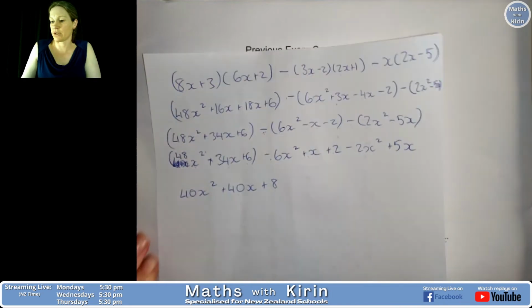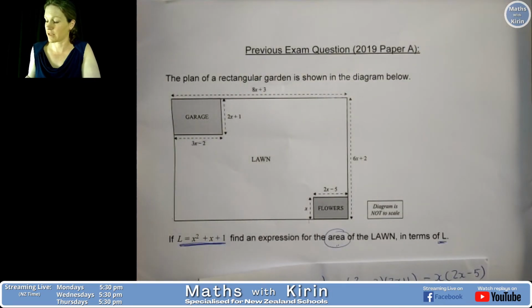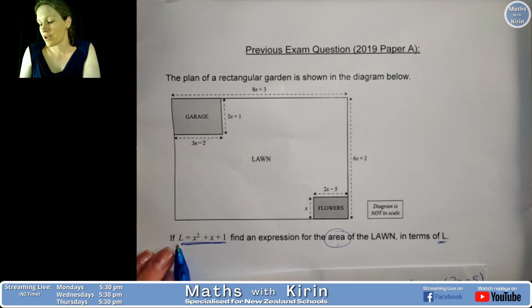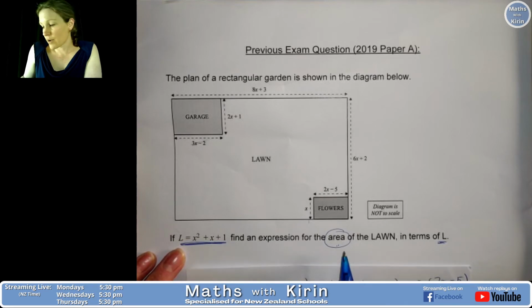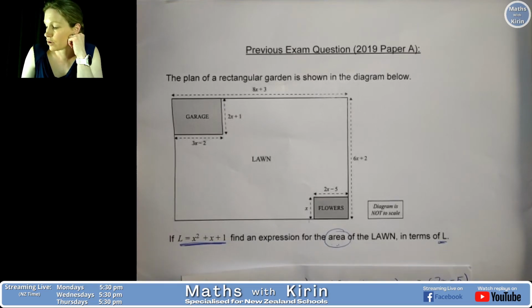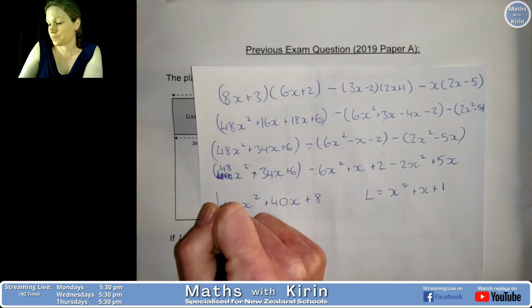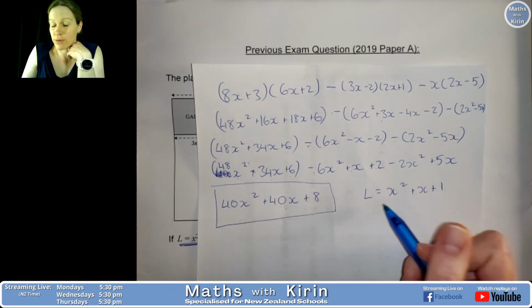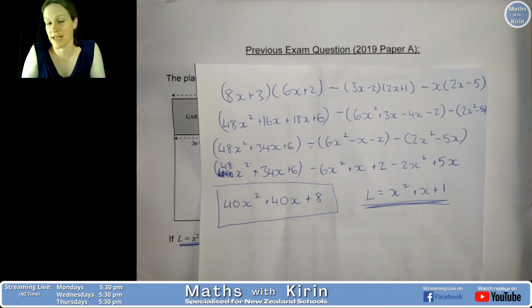If we go back to the question, it's a good time to point out that once you've done something, always go back to your question and make sure that they're not asking you something else that you've forgotten about. So the question, you'll remember, has given us this L. So L is equal to x squared plus x plus 1. And we want to find an expression for the area of the lawn in terms of L. So we know the area of the lawn is 40x squared plus 40x plus 8. We want to write that in terms of L. And L is equal to x squared plus x plus 1.